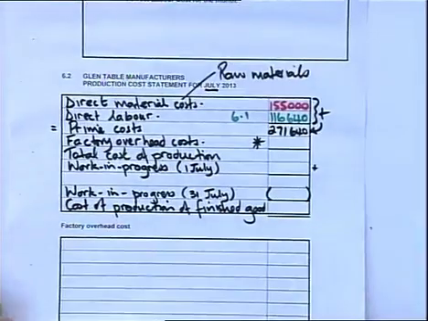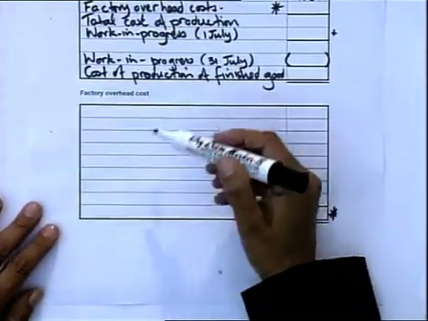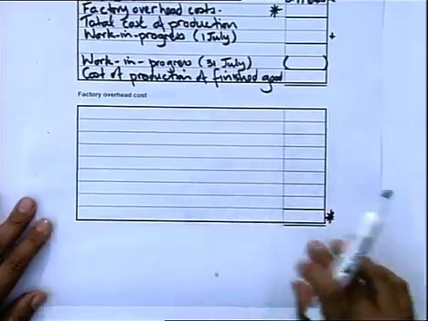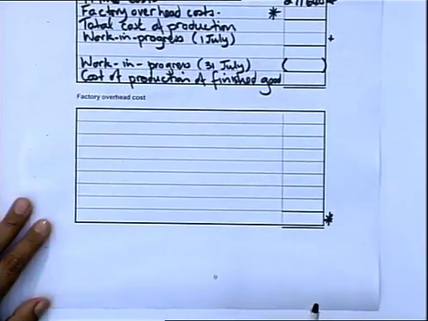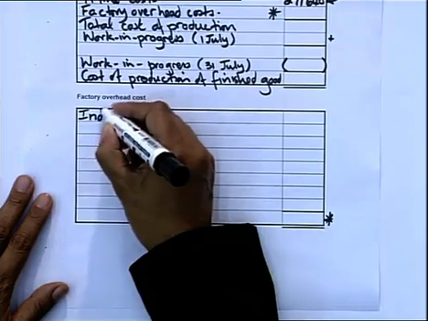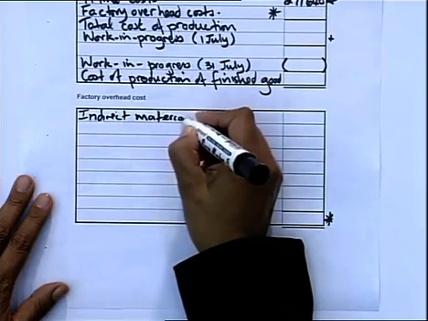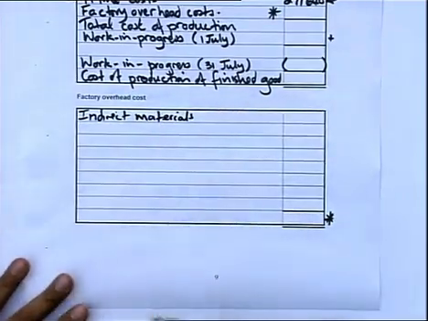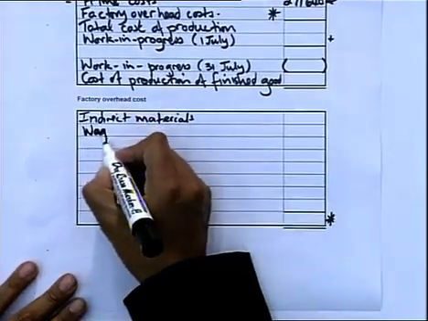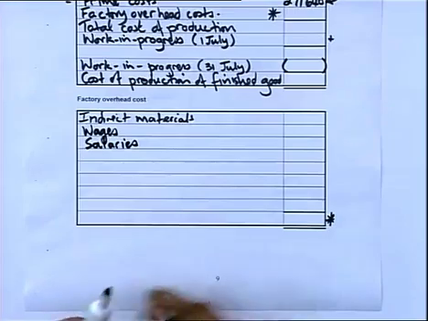Okay, so let's go to factory overhead costs. This is a very, very important question because they always seem to ask you to calculate the factory overhead costs. So, what do our factory overhead costs consist of? Always indirect materials, remember I said? Okay, indirect materials and then indirect labor. But we don't write indirect labor here. We write wages and we write salaries. Okay, that is really our indirect labor.